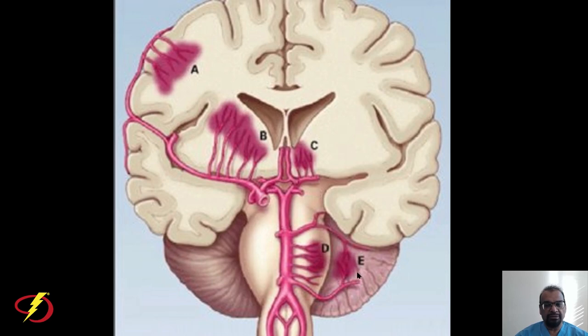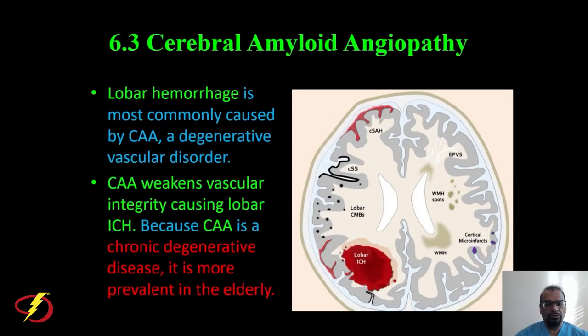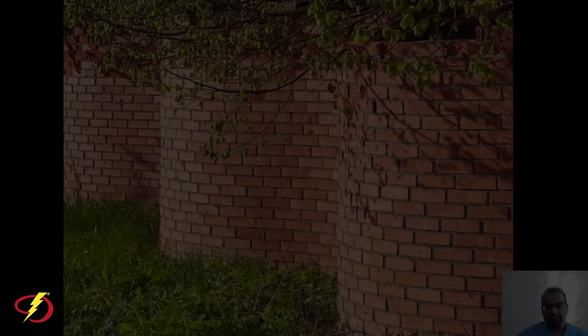Hypertensive hemorrhages can also occur in the pons and the cerebellum. So lobar hemorrhage, or this superficial location hemorrhage, is most commonly caused by cerebral amyloid angiopathy, a degenerative vascular disorder. And how does that happen? Well, cerebral amyloid angiopathy weakens vascular integrity, okay? It causes the vessels to leak and bleed. Because cerebral amyloid angiopathy is a chronic degenerative disease, it is more prevalent in the elderly. So if you see a lobar superficial bleed in an elderly patient, it is likely cerebral amyloid angiopathy.